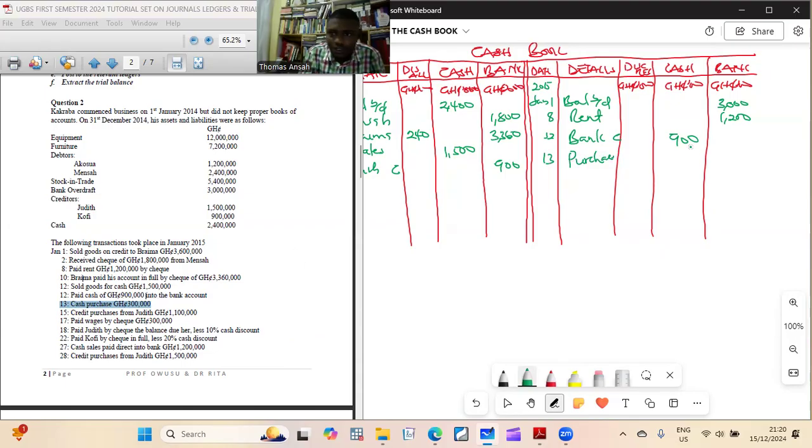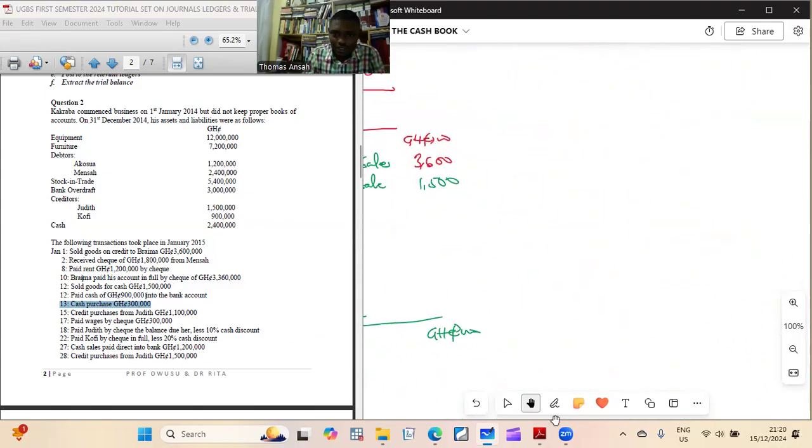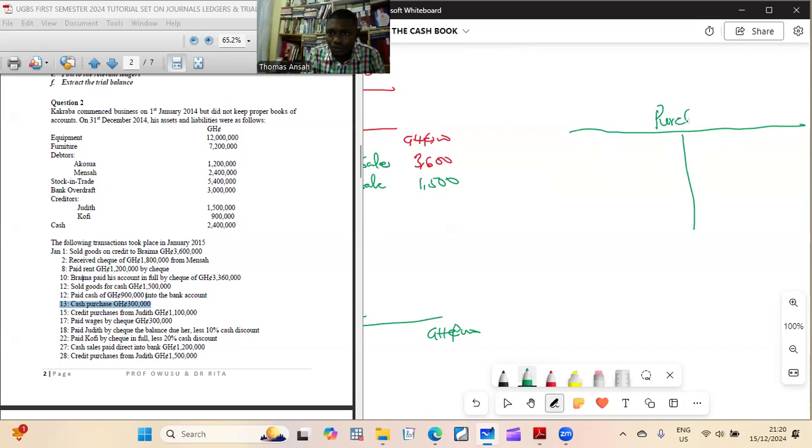How much is that? 300. So our cash will be reducing by 300. And we need to go and open a purchases account in the general ledger. So inside this general ledger, we have a purchases account.